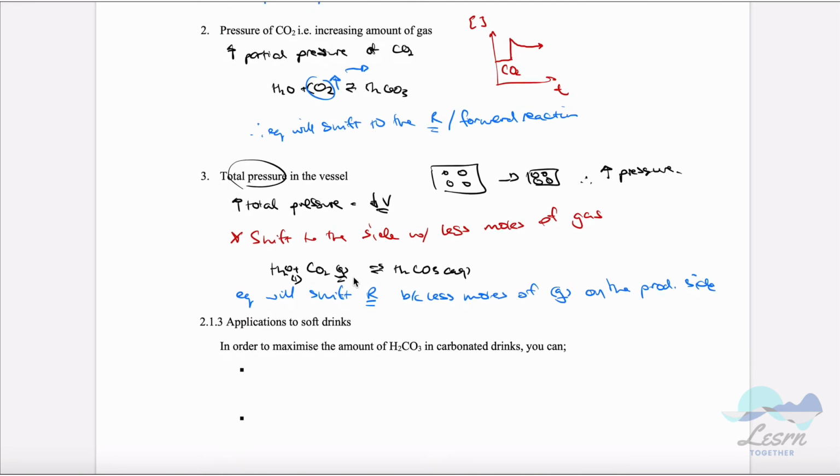And then finally with total pressure, if you increase the total pressure, for example, the equilibrium will shift to the side with fewer moles of gas because it wants to decrease that total pressure a bit, and it does that by having less gas present. And that's the opposite if you decrease the total pressure: the equilibrium is going to shift to the side with more moles of gas because it wants to bring that pressure up again.